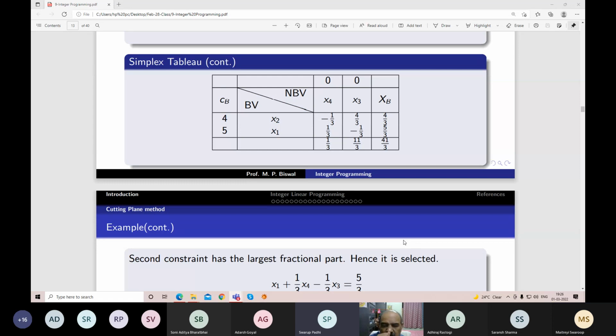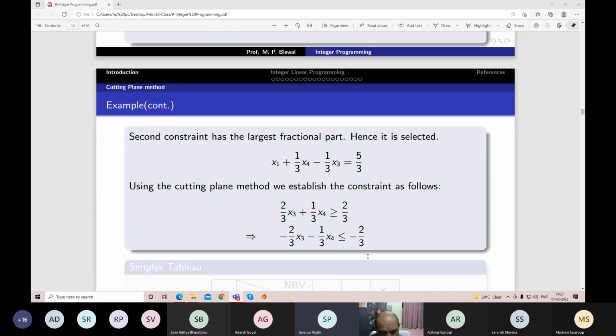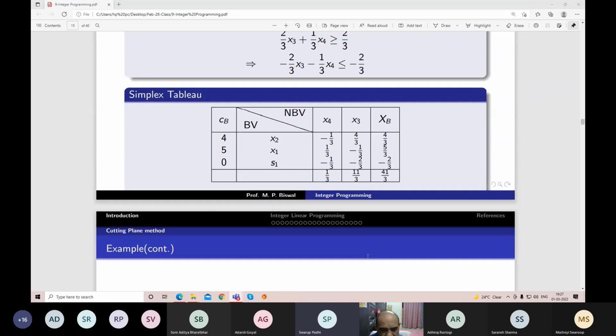So here, if you are asking, is there any alternate optimal solution for this problem? What is your answer? No, because the Zj minus Cj is positive, but none of them are 0. If at least one of them is 0, then there may be an alternate optimal solution. Okay, the cutting plane you have got, and we are finding this is the last table.